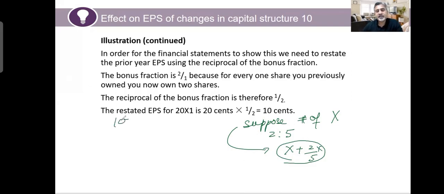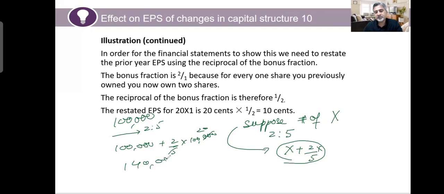Now let's suppose you had 100,000 shares. And I said I'm going to give 2 to 5, which means that for every 5 existing shares, I'm going to give 2 new. So the new number of shares would be 100,000 plus 2 by 5 into 100,000, which means 20 and 20, 40, so 140,000 shares.